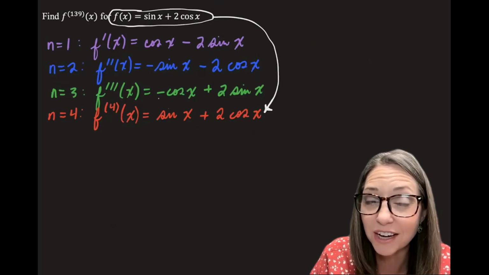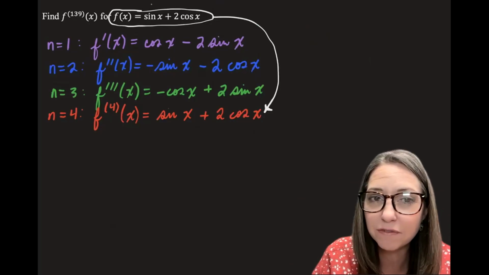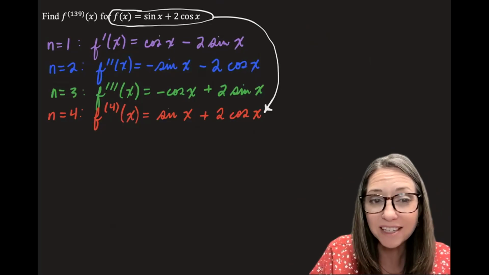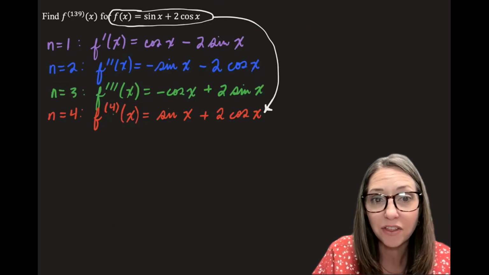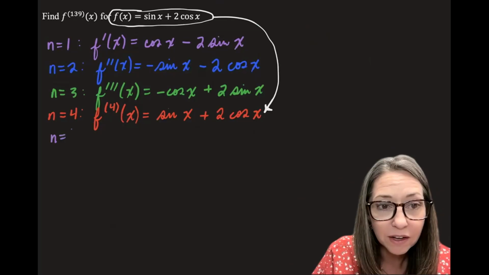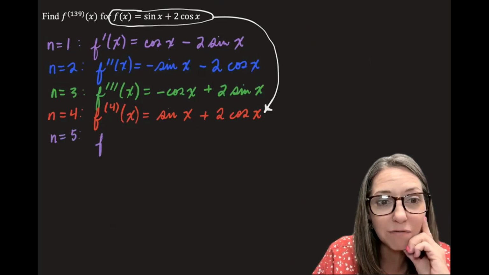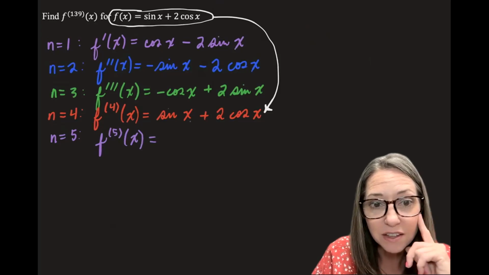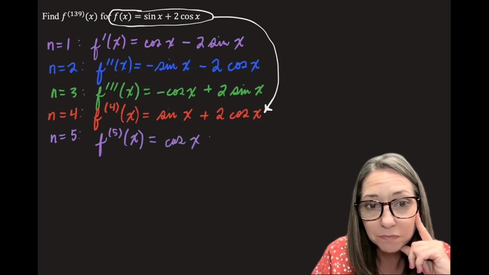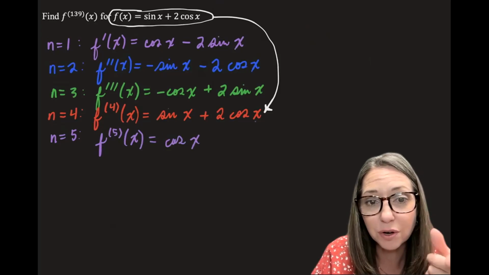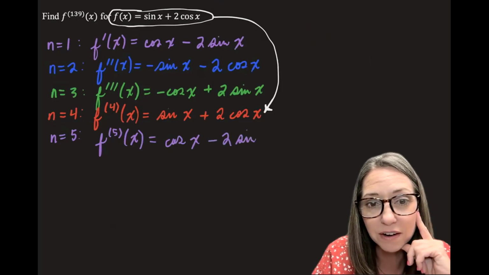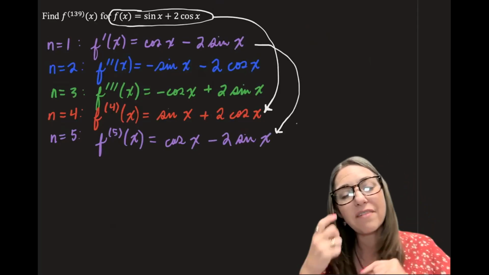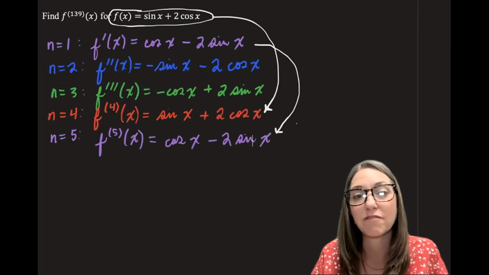Isn't that interesting? Well, since the derivative of sine x plus 2 cosine x, the original function, is the first derivative, then that means the next derivative, which would be the fifth derivative, is going to be the same as the first derivative because we're differentiating the same function again. Say the derivative of sine is cosine, and the derivative of plus 2 cosine x would become negative 2 sine of x. See, these are the same.